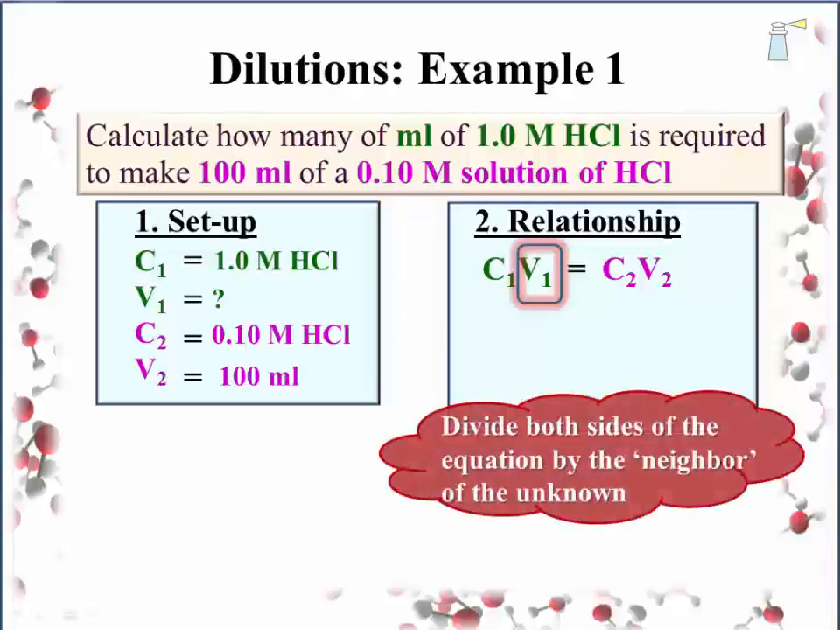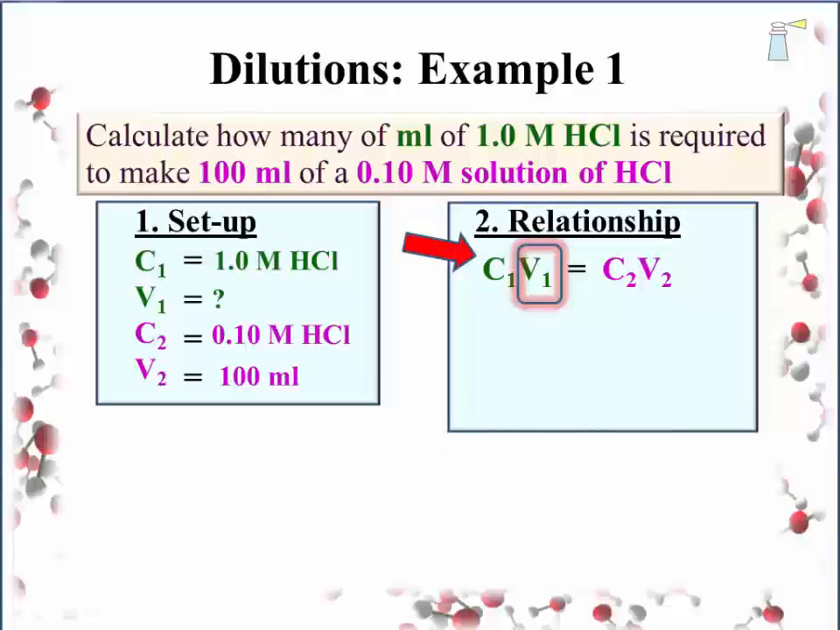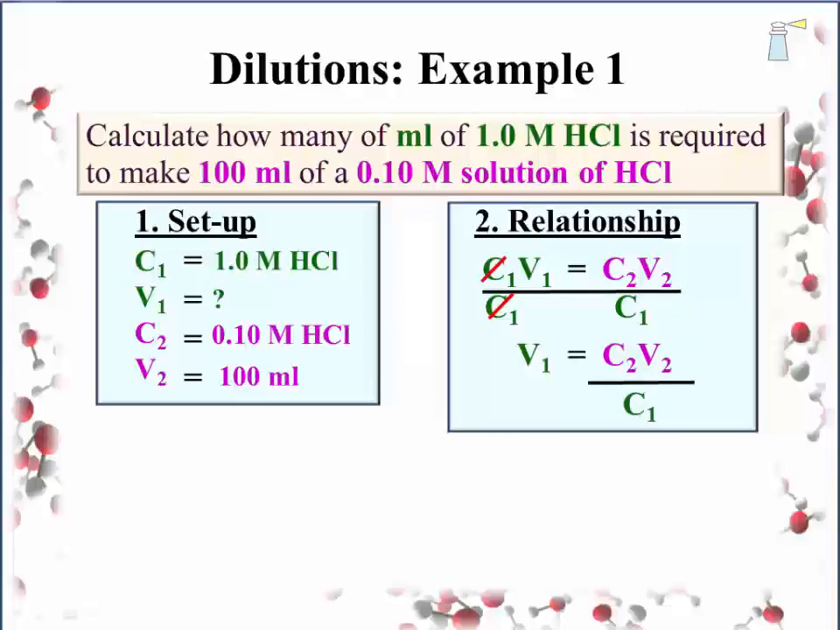To isolate the unknown variable, divide both sides of the equation by the variable that is the neighbor of the unknown. The variable next to V1 is C1. Divide both sides of the equation by C1. On the left-hand side of the equation, the C1s cancel out, leaving just the unknown variable, V1. The equation is considered algebraically solved.